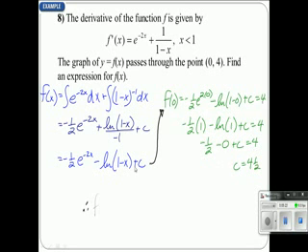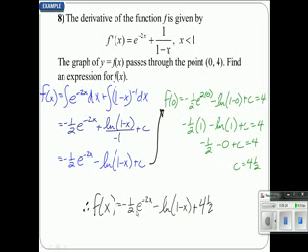And now that I know c, I go back to my f of x. I have negative 1/2 e to the negative 2x minus natural log 1 minus x plus 4 1/2. And we're done with that problem.